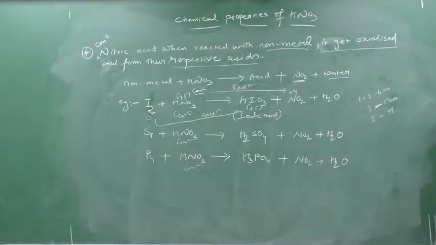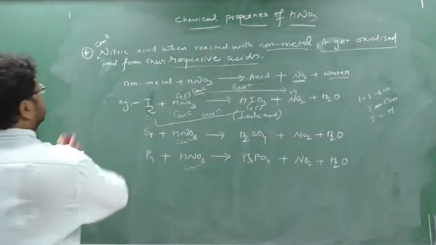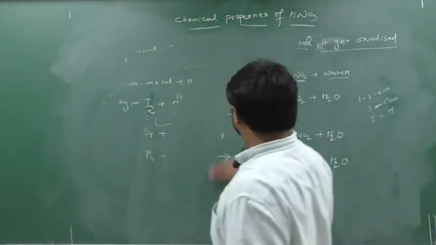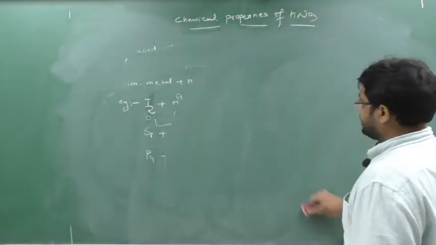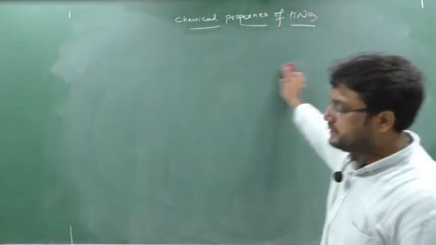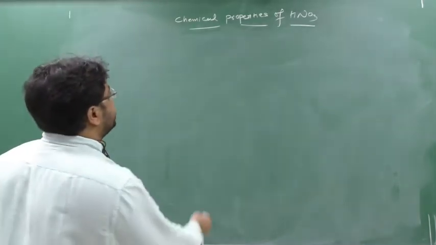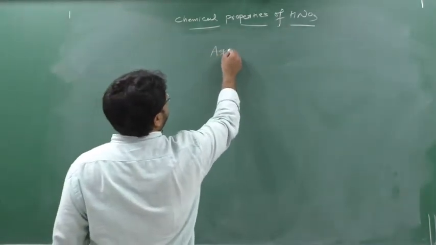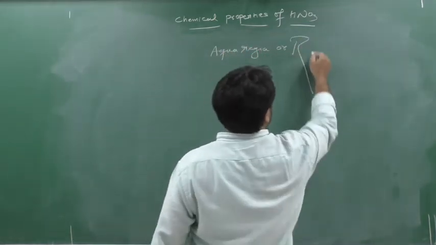Clear this part? So write down this, then we will go to the next portion, and that next portion is Aqua Regia. Clear? Okay, now see here. So this is the last topic in the chemical properties, and there is one more topic, the brown ring test. For the nitrogen, I will do it in the next class. Now my new topic is Aqua Regia, or we can say royal water.